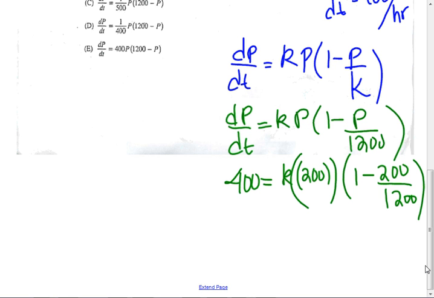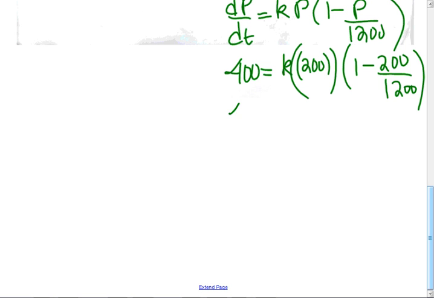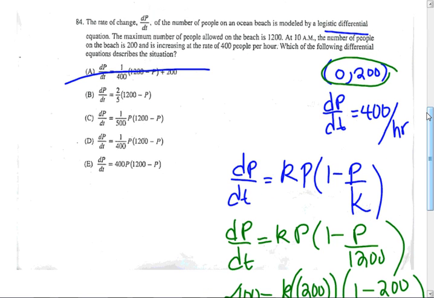Okay, Zach, do you have k figured out? Well, you should do it. These are real problems, you guys. What are you going to do when you hit them on the exam? You need to practice. Solve that. Hey, how do you know dP/dt? Because they told me. Right there, it says the population is increasing at a rate of 400 people per hour.